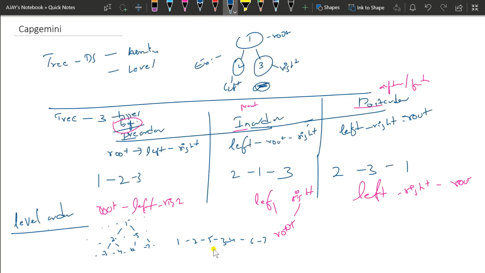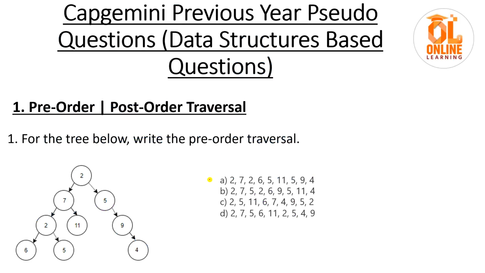Let's jump to the questions. Coming to the first question for today. For the given tree below, write the pre-order traversal. You know that pre means before, so before only we need to keep the root, then left, right. For the root 2, this complete thing is a left subtree and this complete thing is a right subtree. So first the root is visited, so 2 will be visited first, and then left.